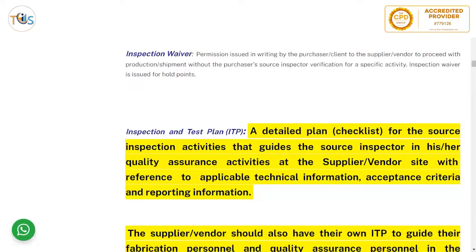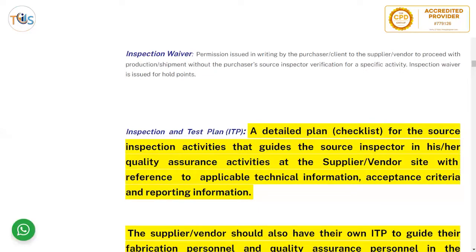So in that case, if for any reason the client does not wish to attend or doesn't have the inspector, or for any other reason, they should issue an inspection waiver so there is no delay on the job. And this is only issued for hold point, because by definition hold point means the vendor cannot proceed until that activity has been approved by the client or purchaser.